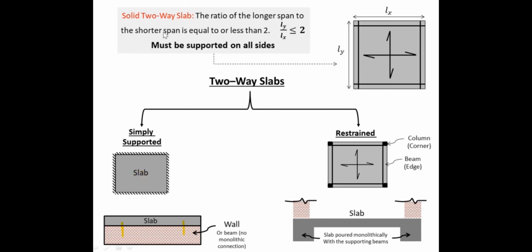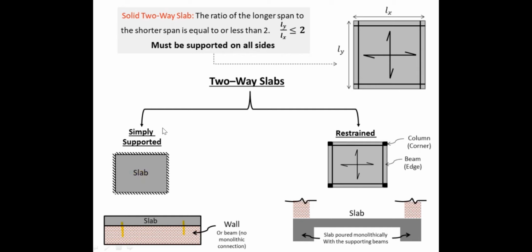In a one-way slab, the moment is mainly in the shorter span. That's why we need to provide the main reinforcement along the shorter span only. Here, in this case, we need to provide the reinforcement in both the directions, because significant moment takes place in both the directions. So a solid two-way slab is one where the ratio of the longer span to shorter span is equal to or less than 2, that is, Ly by Lx is less than or equal to 2, and it must be supported on all the four edges. Then only we could call it a two-way slab.